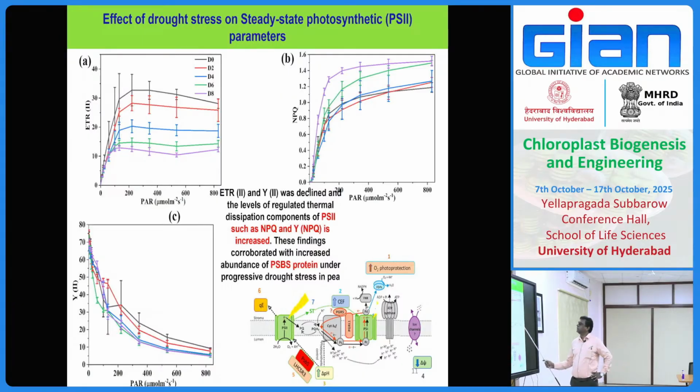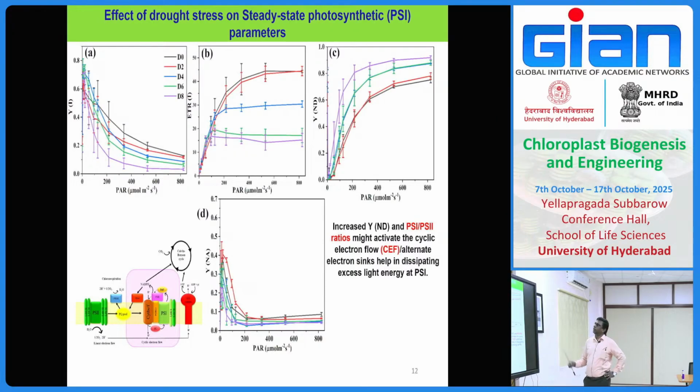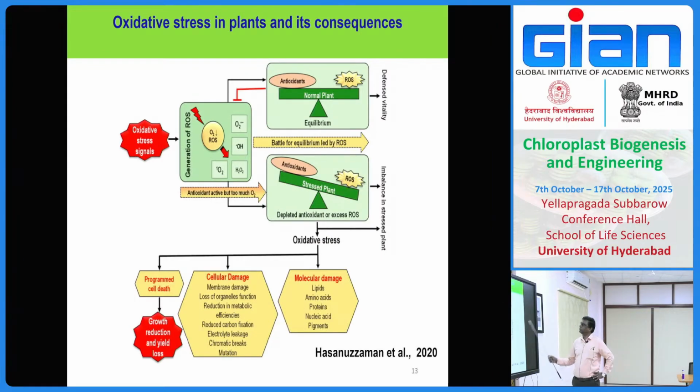Okay. Then maybe photosystem 1 is also getting affected. I don't want to go into more. So why are they doing it? The question is why there is a change in the photosystem, why?